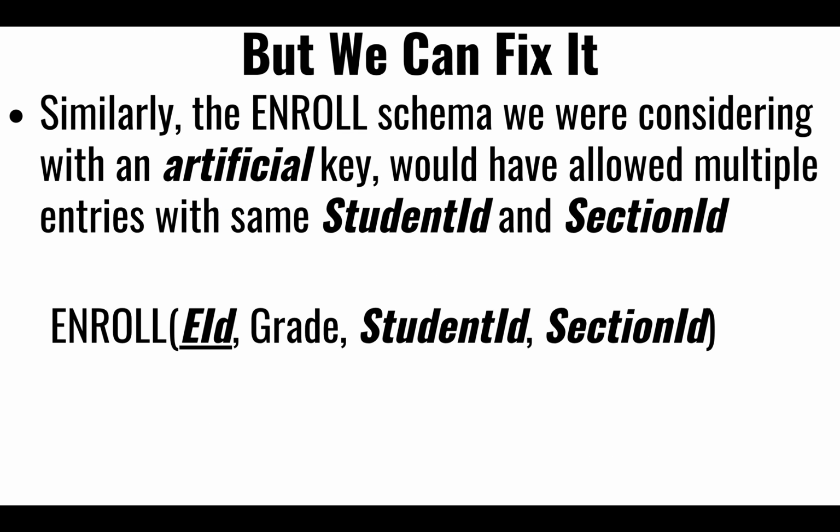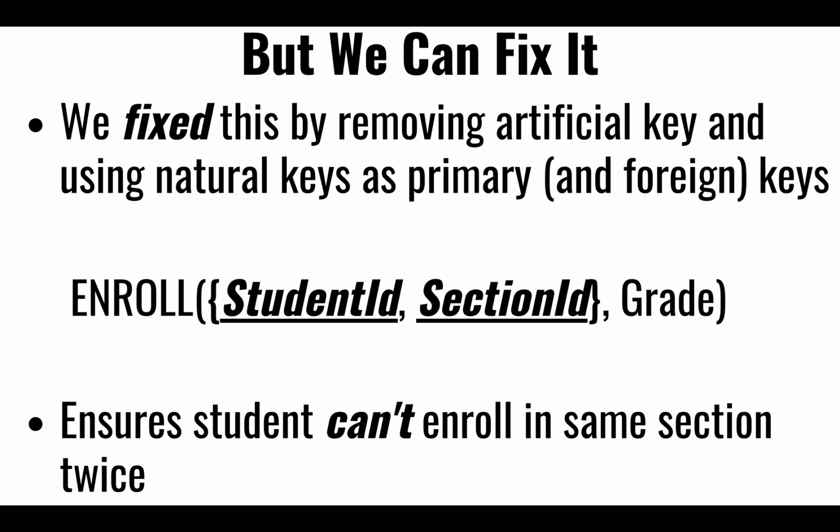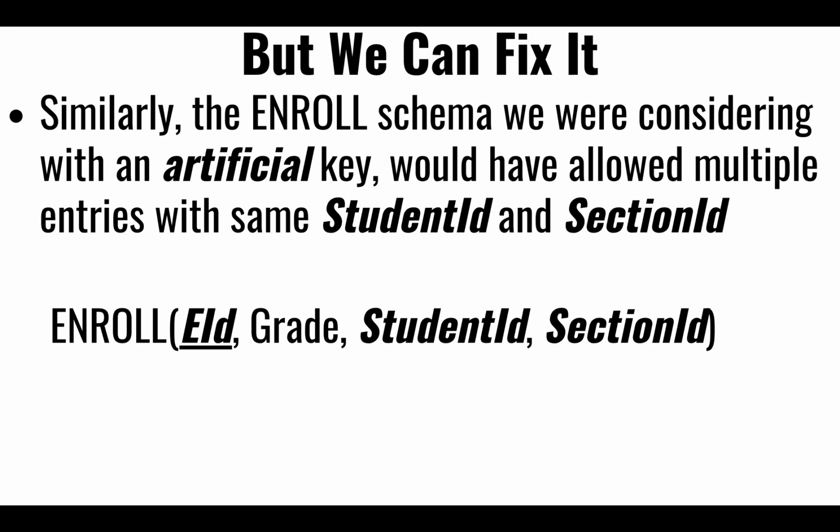This is the original reification that we get. We have a unique identifier from the enrollment. We have the grade. We have the student ID and the section ID as foreign keys that go out to each one of the other records. So to fix it, what we could do is remove the EID, remove this primary key over here, and then take this combination of student ID and section ID and make that the primary key. Now the combination is unique.